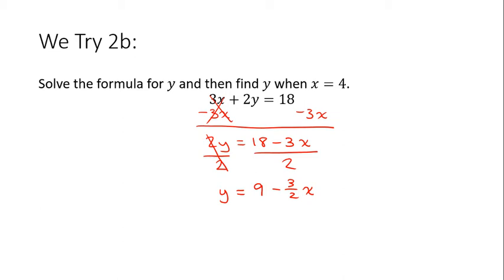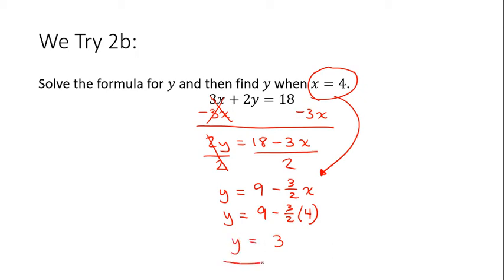Now I want to plug in x is equal to 4 for x. Y is equal to 9 minus 3 halves times 4. I'm going to type this into my calculator now, and I'll get the number 3. So I find that y is equal to 3. And we're all done.